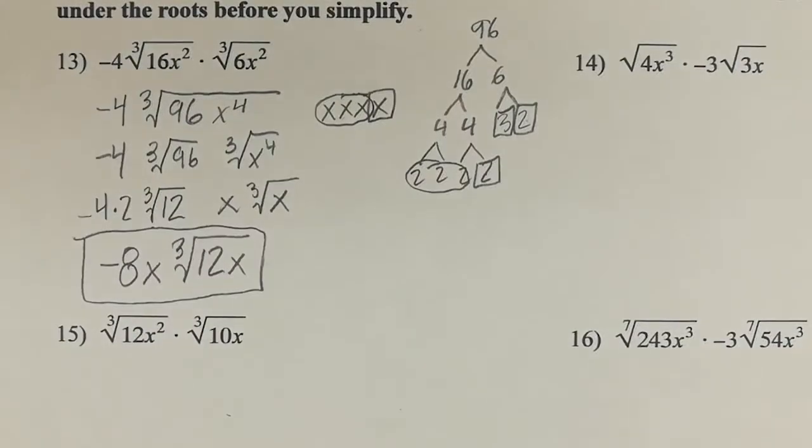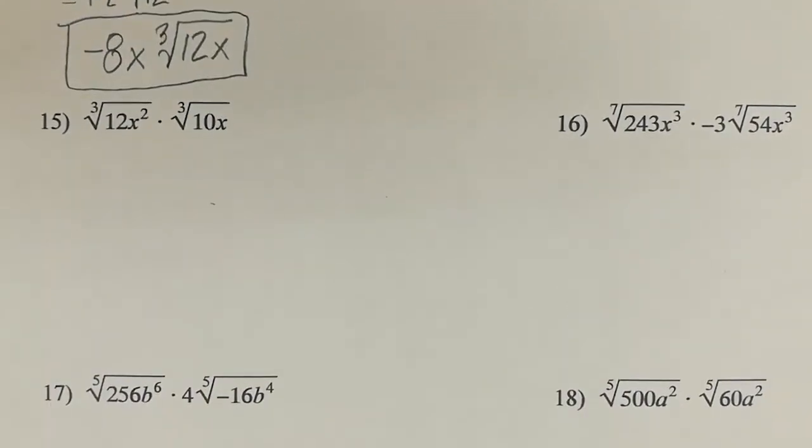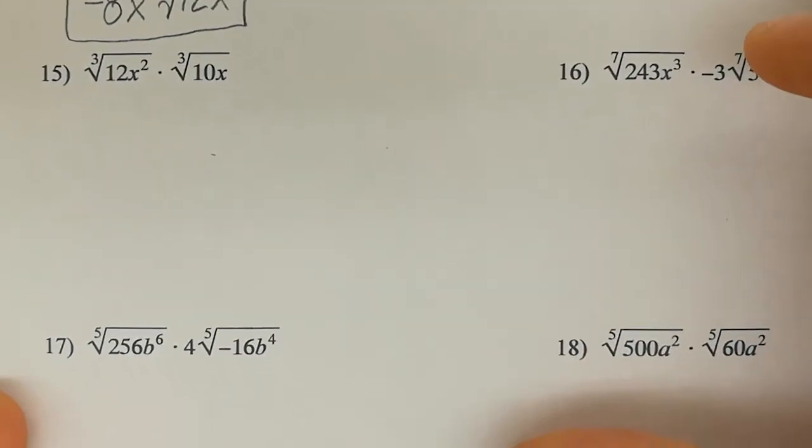Let me have you guys do numbers 15 and 17. 17's got a 5th root in there. We haven't seen that before, but just apply the same ideas here. You're going to look for a group of 5 numbers or 5 variables when you break it down. So I'll let you do 15 and 17, and I'll show the answers after you work on them.